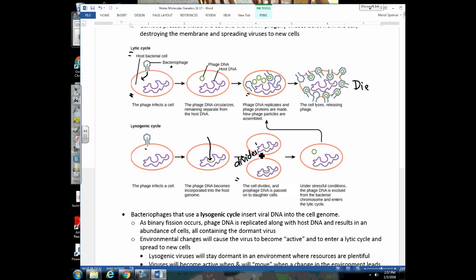So when the cell divides, it copies its DNA, including the viral genetic information that was inserted into the chromosome. And now we have two cells that are ultimately infected by this virus. So we say that the virus is in a dormant stage of reproduction. It's entered the lysogenic cycle. Now, this virus can go from being in the lysogenic cycle to going into the lytic cycle. And that's what this part of the diagram is attempting to show you, that there has been a change in the environment.